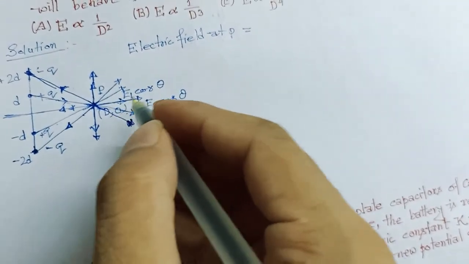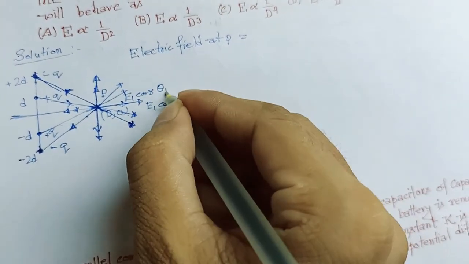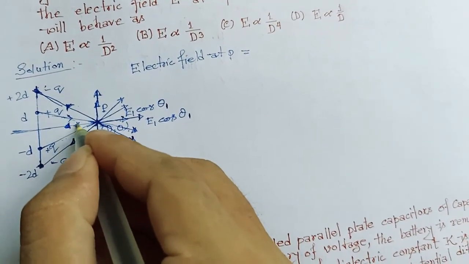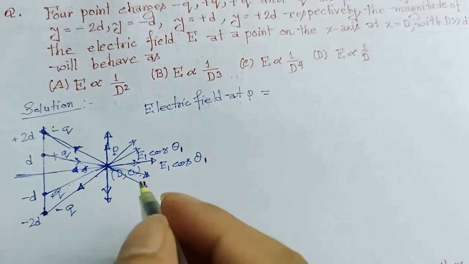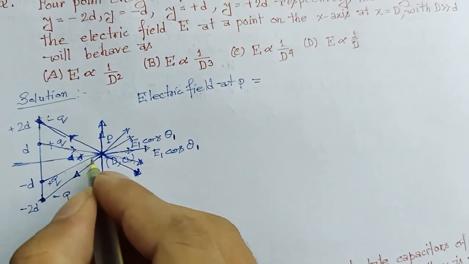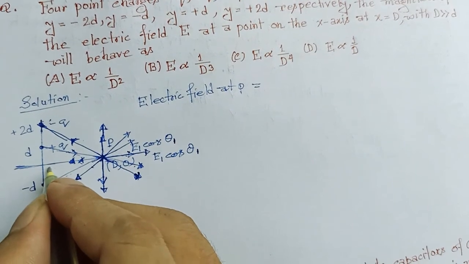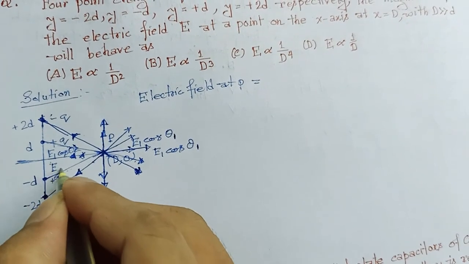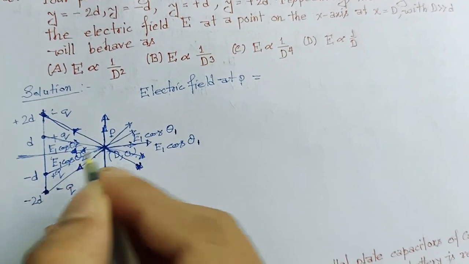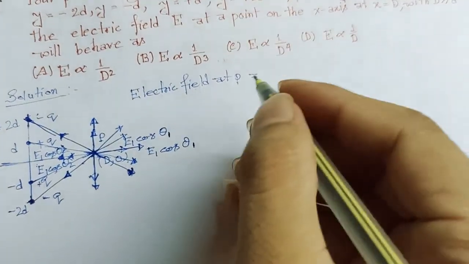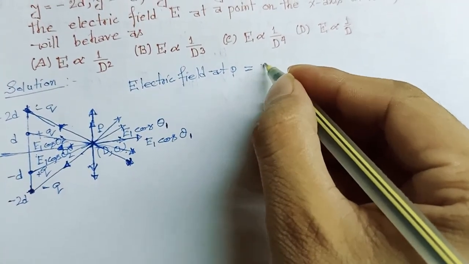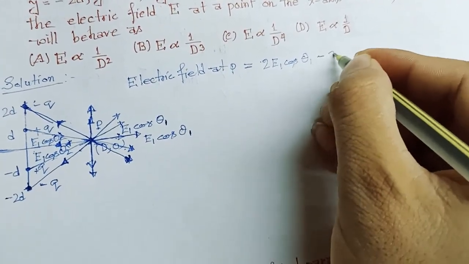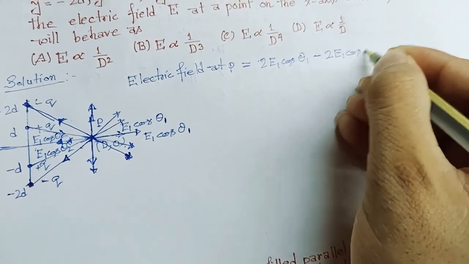If this angle is theta 1, then this component will be E1 cos theta 1, and the magnitude of the electric field in the negative direction will be E2, that is E1 cos theta 2, and again another component will be E1 cos theta 2. So the net electric field at point P will be equal to 2E1 cos theta 1 minus 2E1 cos theta 2.